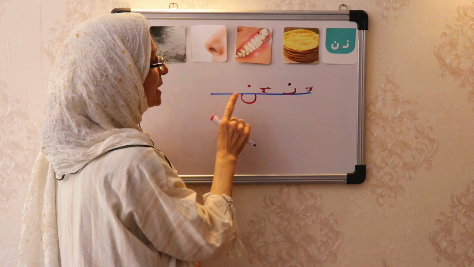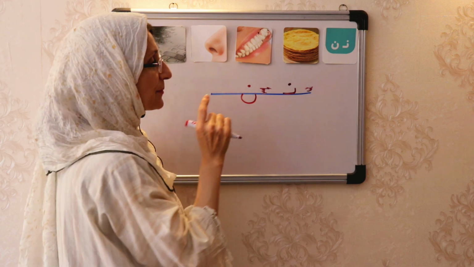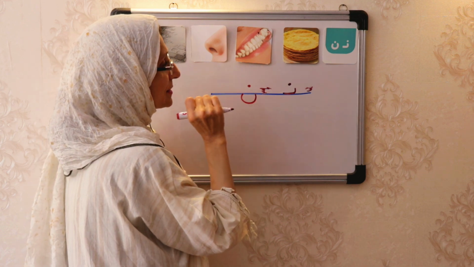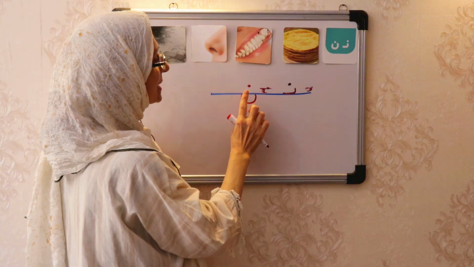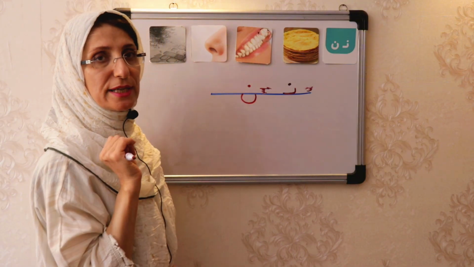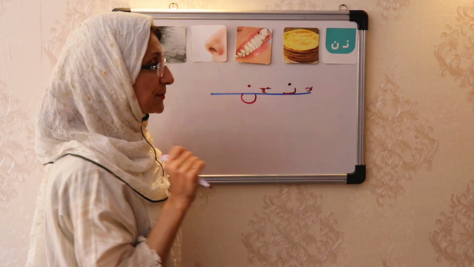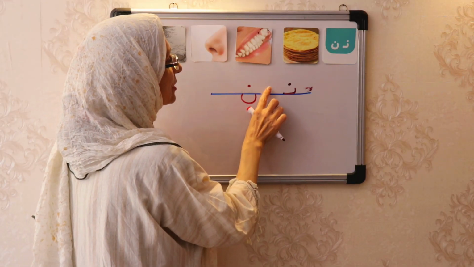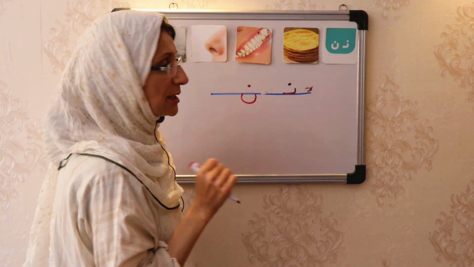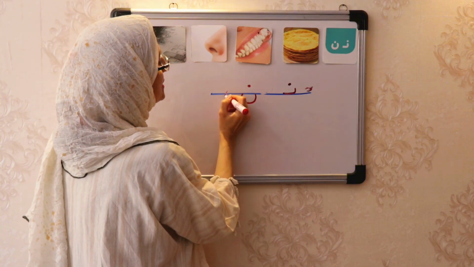Ne awwal, ne akhar. Ne awwal, as I told you, is at the beginning and in the middle, and ne akhar exclusively at the end of the word. So ne akhar only takes the hand of the previous sound, but not the next.